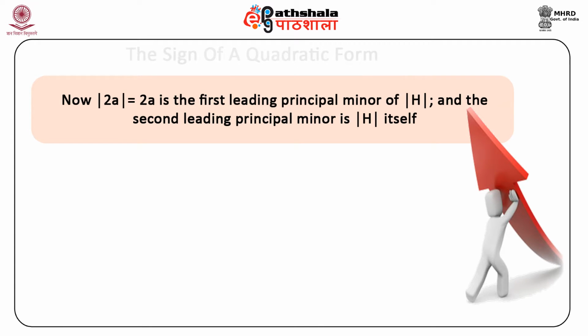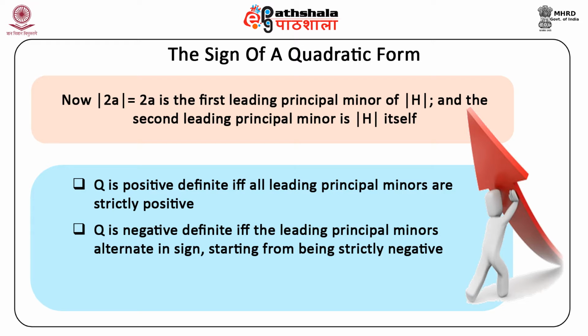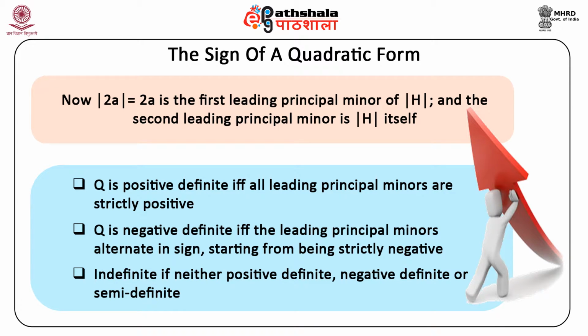Now, determinant 2a is the first leading principal minor of the determinant of H, and the second leading principal minor is H itself. So, Q is positive definite if and only if all leading principal minors are strictly positive. Q is negative definite if and only if the leading principal minors alternate in sign starting from being strictly negative. Indefinite if neither positive definite, negative definite or semi-definite, see below for semi-definite.